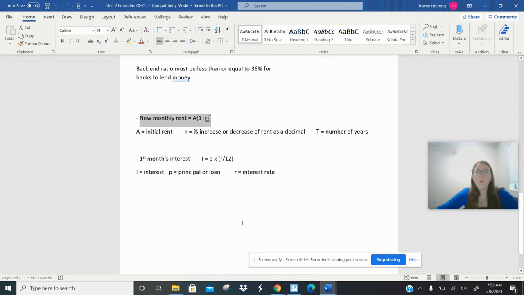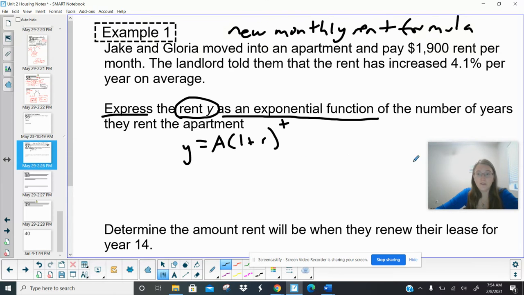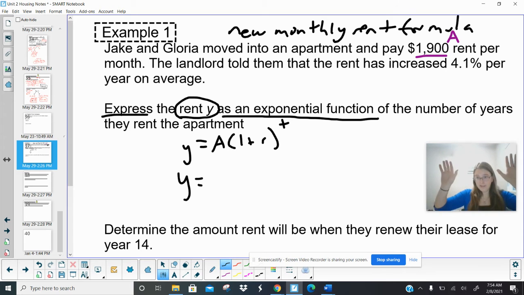So let's look through this. What we're going to do is replace with everything that we know and then leave what we don't, and then there's our equation. So A represents the initial rent. So do me a favor, look at this question. What does it say the initial rent is? Look back up here. 1,900, this is the initial rent, so that's the A. So I don't know what Y is. It says express Y as a function. That means we're not plugging in anything for Y. But A is 1,900. Then I keep copying the formula.